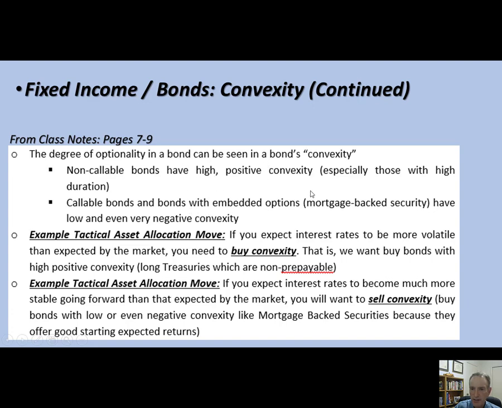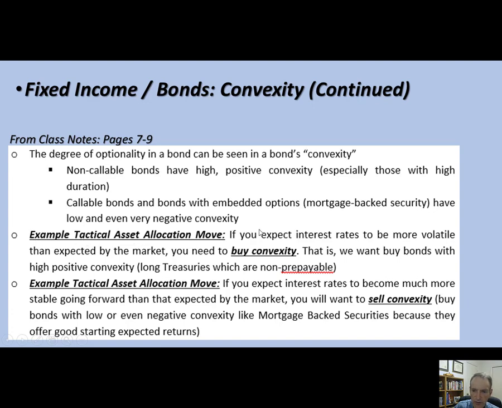Now we saw with the positive convexity, there are going to be different levels. There are going to be bonds with extremely high positive convexity, like the 30-year bond. So generally bonds with a lot of duration also have a lot of convexity. So our focus right here are bonds with embedded options.